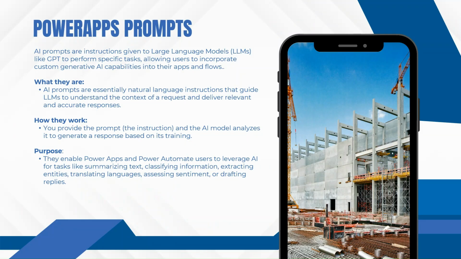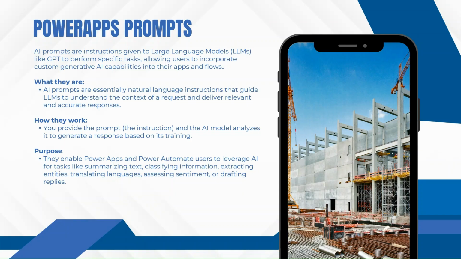What they are: AI prompts are essentially natural language instructions that guide LLMs to understand the context of our request and deliver relevant and accurate responses. How do they work? You need to provide the prompt, the instruction, and the AI model analyzes it to generate a response based on its training.